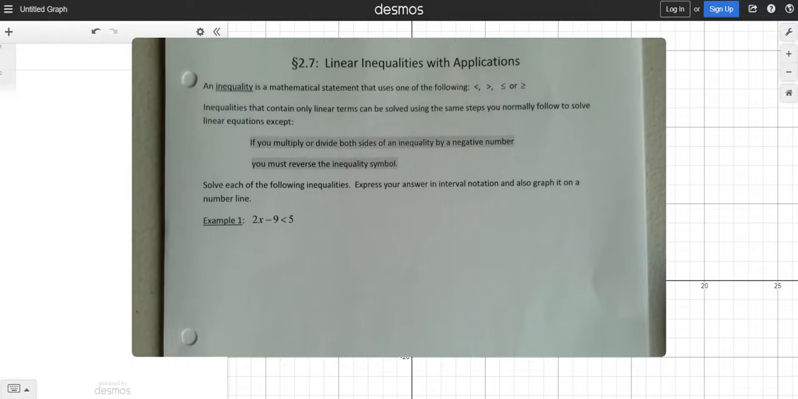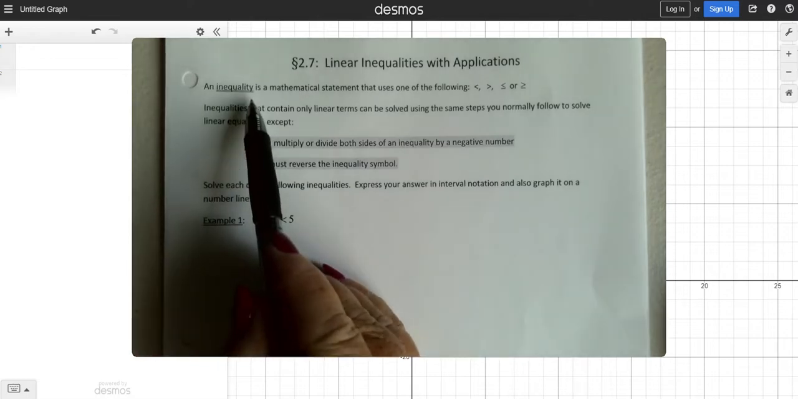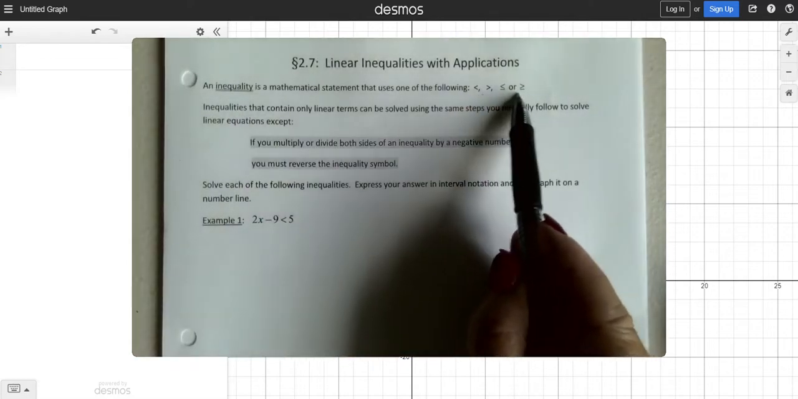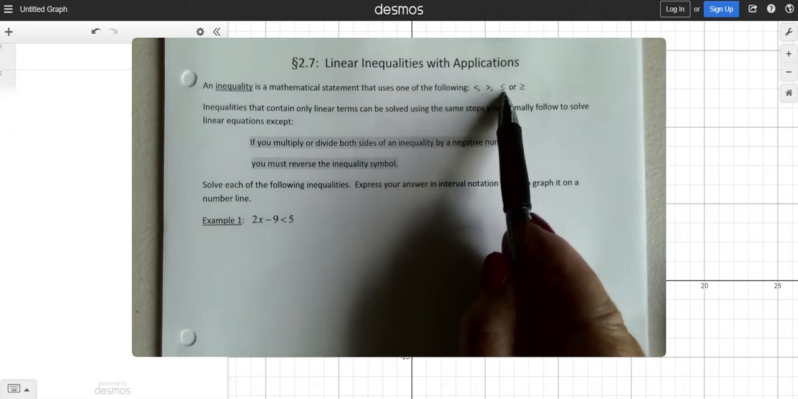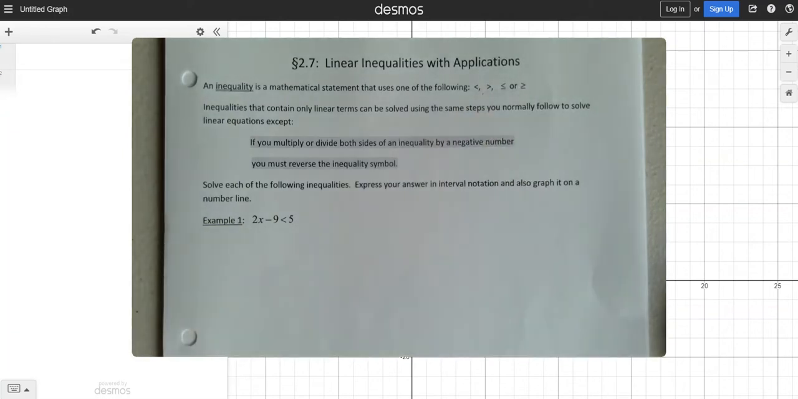This is section 2.7, and we're going to be studying linear inequalities in this section. Up until now, whenever you've looked at an equation, we've always had an equation or equality with an equal sign between the two sides. An inequality is simply a mathematical statement that uses either a less than, a greater than, a less than or equal to, or a greater than or equal to sign between the two sides.